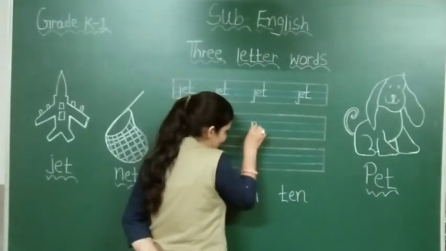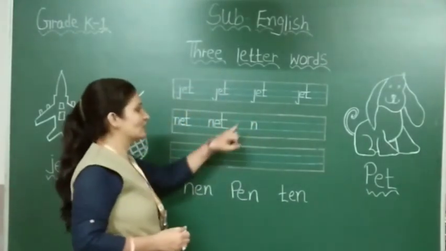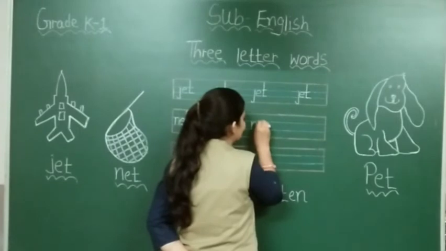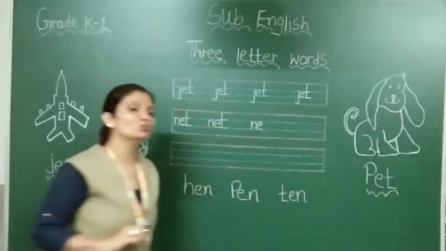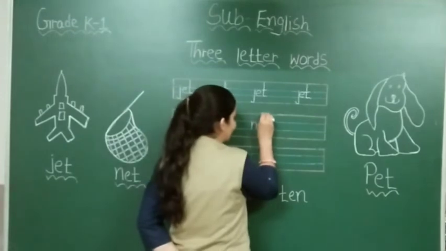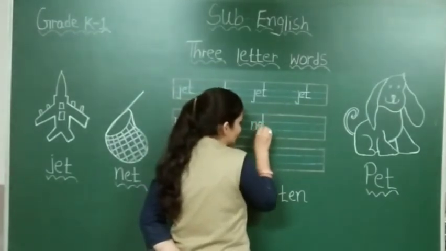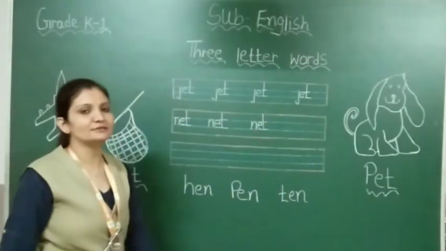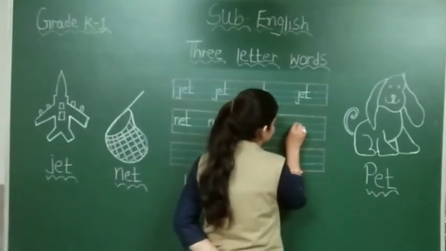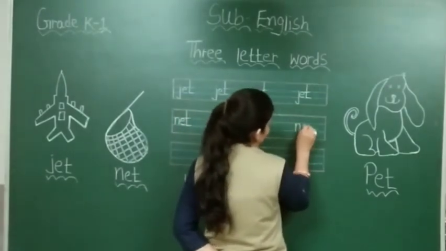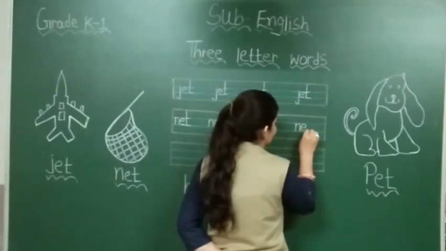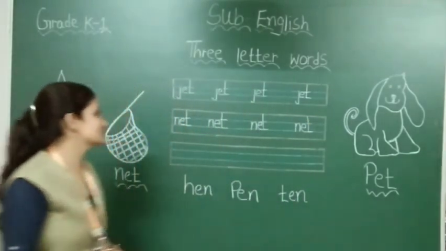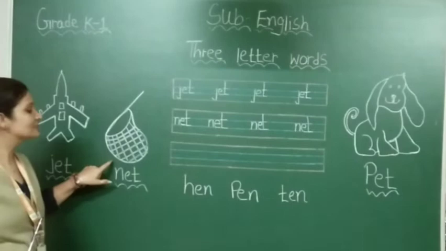Again. First we have to write small letter N in the blue line. Then we make E, which we also write in these two blue lines. Then we make small letter T, which we start from the red line to the blue line like this. Okay. N-e-t, net. First N, then E, and then T. Which three letter word is this? Net.